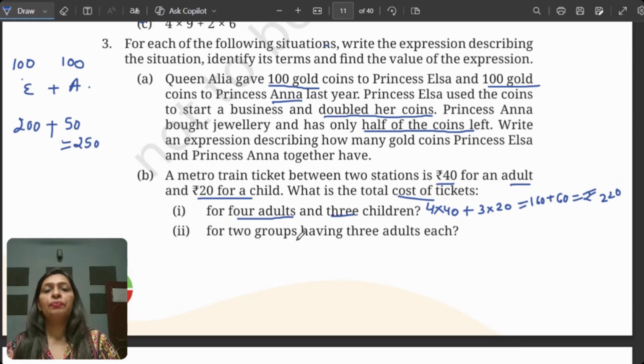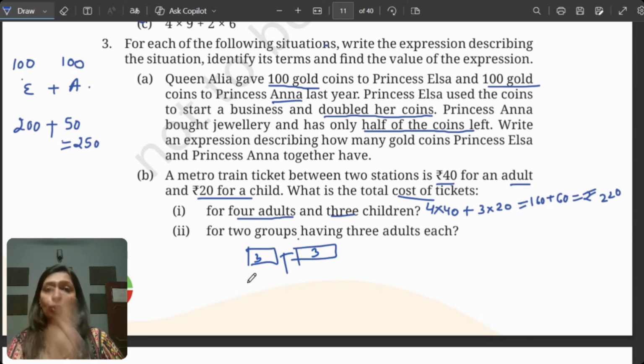So 220 rupees is the total cost that family is going to pay for their tickets. In the second part, they have two groups having three adults each. Please understand now. Here we have two groups in which we have three adults. Again, this can work in two different ways. If I know there are three adults, they are going to give 3 into 40, and again in the second group we have 3 into 40. So that means it is going to be 120 plus 120, that gives me rupees 240.